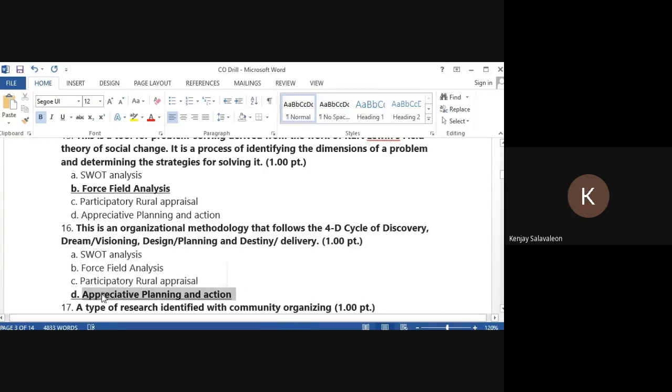Basta ang i-keep lang ninyo sa inyong mind kapag sinasabi natin, for example, appreciative inquiry, appreciative planning and action, same lang yan sila. They are more focused on the assets, strengths, and resources present in the community. So kumbaga, sa SWOT pa, SO lang, strengths and opportunities lang, walang weaknesses and threats. Good.